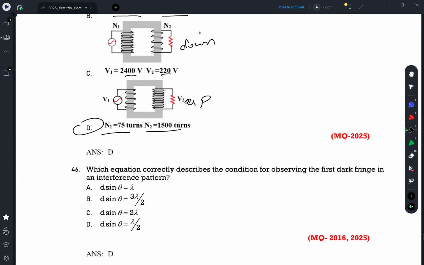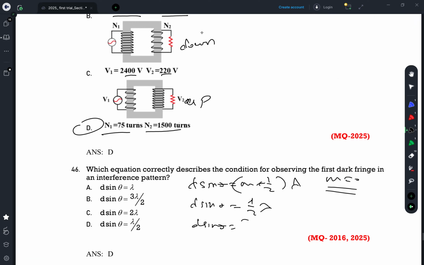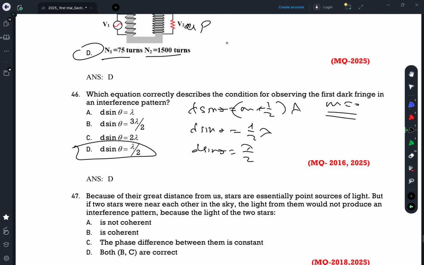Which equation correctly describes the condition for observing the first dark fringe? The equation for calculating the dark fringe is d sine theta equals (m plus 1/2) lambda. For the first dark fringe, m is going to be 0. So d sine theta is going to be (0 plus 1/2) lambda. That means d sine theta must be equal to lambda over 2. This is the answer.